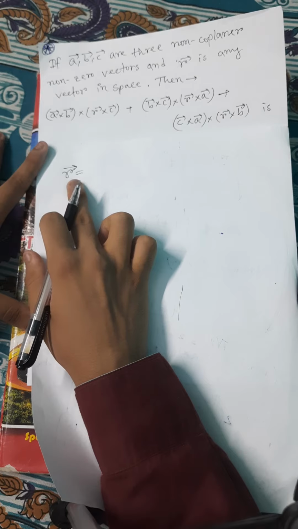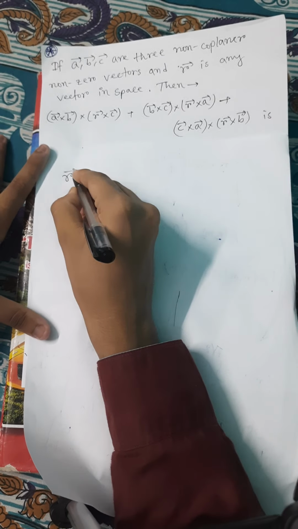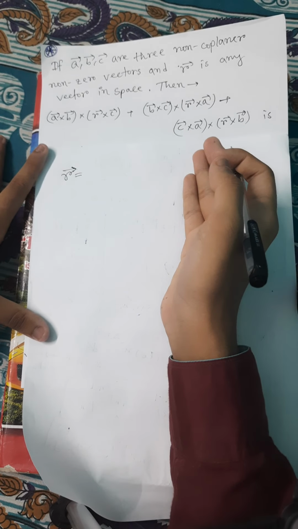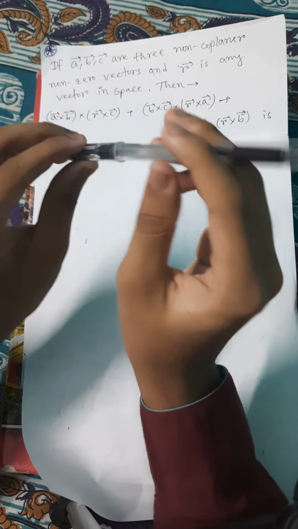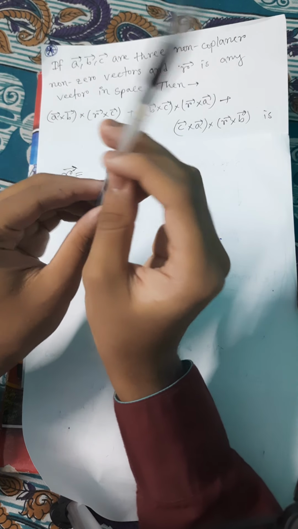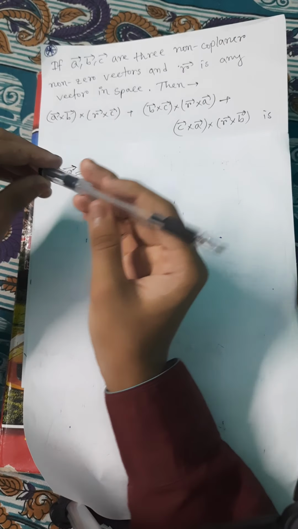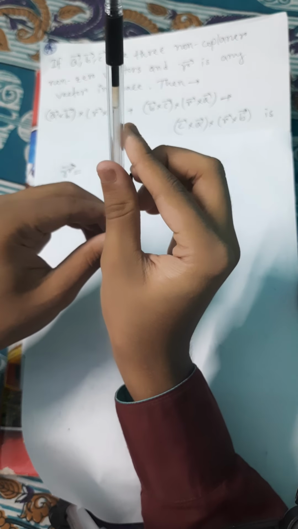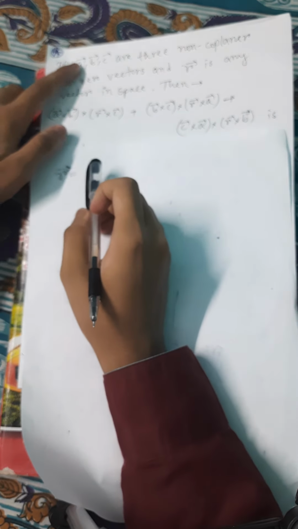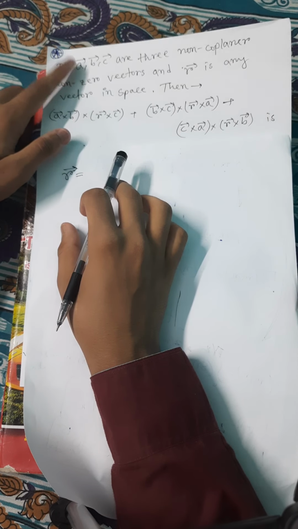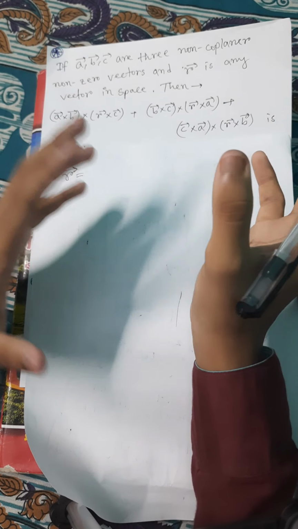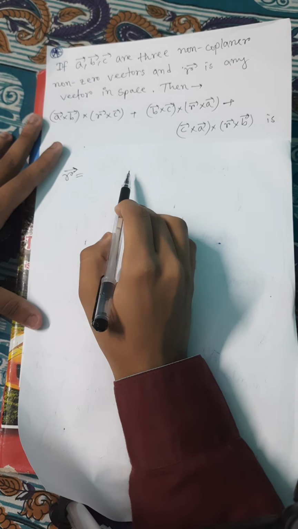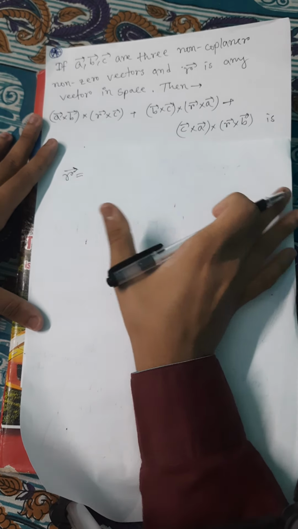Focus on this very important point I am going to tell. R vector is taken as a component along A vector, a component along B vector, and a component along C vector. So what will be the component of R vector along the A direction? Along the A direction, you have to write a linear combination. You will see in a minute how we can write a linear combination.